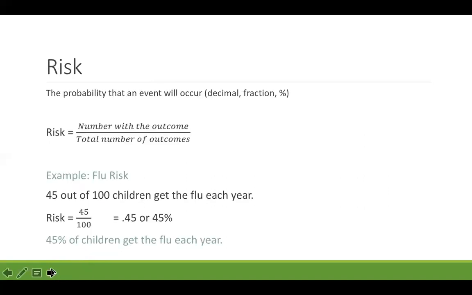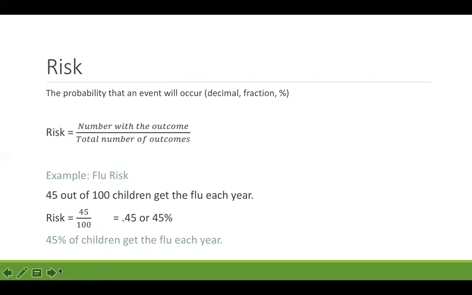Next, we're going to talk about risk. Risk is the probability that an event will occur. You can see it in decimal form, fraction form, or percentage form. And the formula for risk is number with the outcome over total number of outcomes.